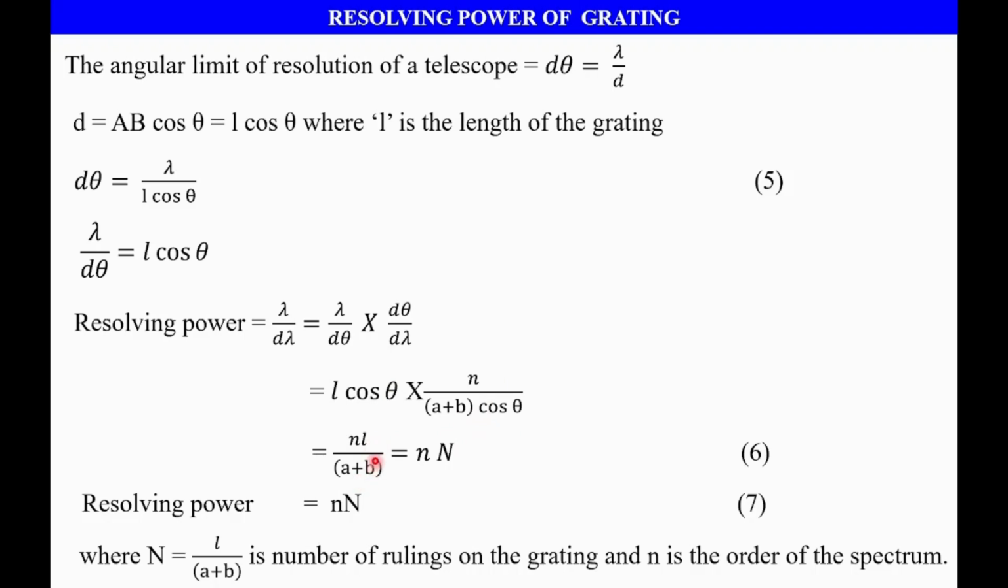Now in this equation, in the place of L divided by (a plus b), just go through the equation carefully. In the place of L divided by (a plus b), we are writing capital N. Therefore, the resolving power of the grating is equal to n into capital N, where capital N is the number of rulings on the grating and n is the nth order of the spectrum. This is about the resolving power of the grating.